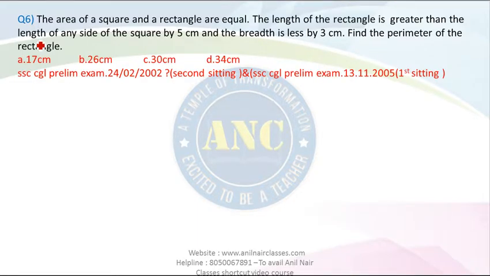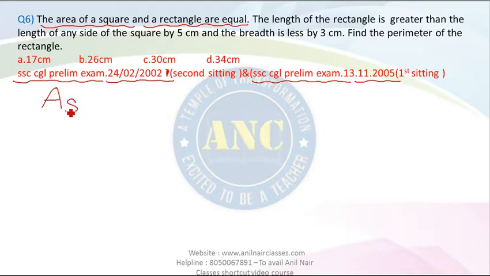Next, question number 6. This was asked in the SSC CGL prelims examination in the year 2002, and it was also asked in SSC CGL prelims in the year 2005. Now see here, the area of a square and a rectangle are equal. The length of the rectangle is greater than the length of any side of a square by 5 centimeters.